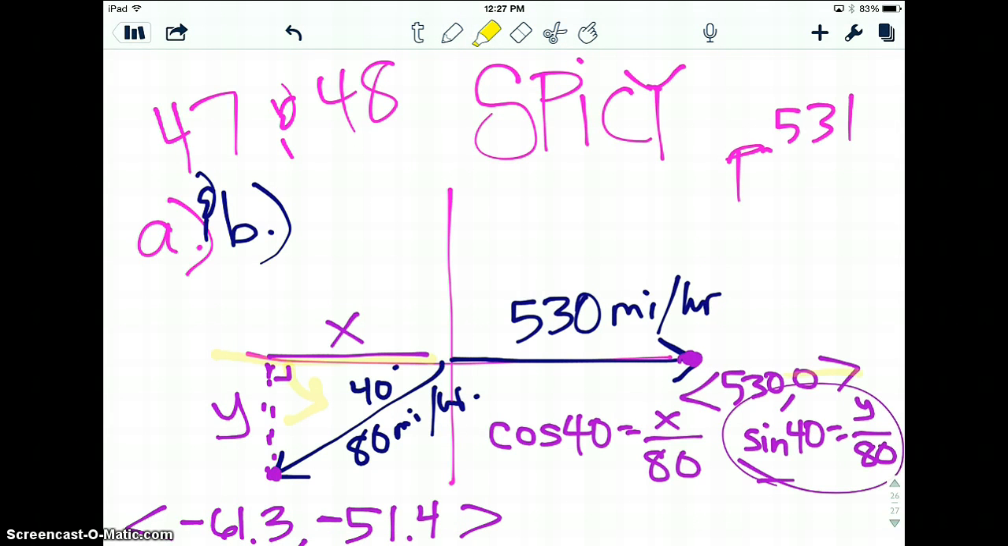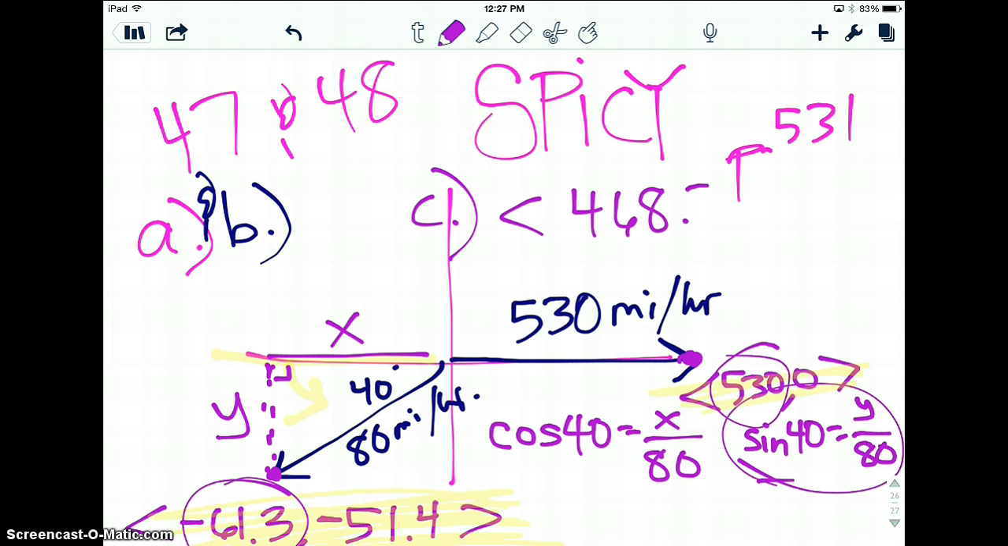Okay, part C, find the sum of the vectors from part B. So I need to take my two ordered pairs and find the resultant vector. I'm going to have my 530 added to my negative 61.3. And in part C, my resultant vector, 530 plus negative 61.3, is 468.7. And then I'm going to add 0 and negative 51.4, and that one's nice, negative 51.4. So there's my resultant vector.